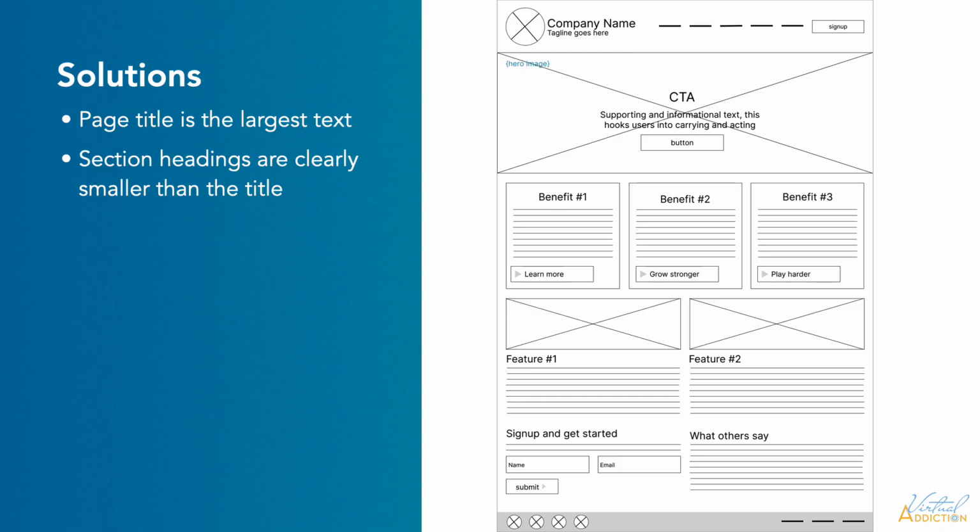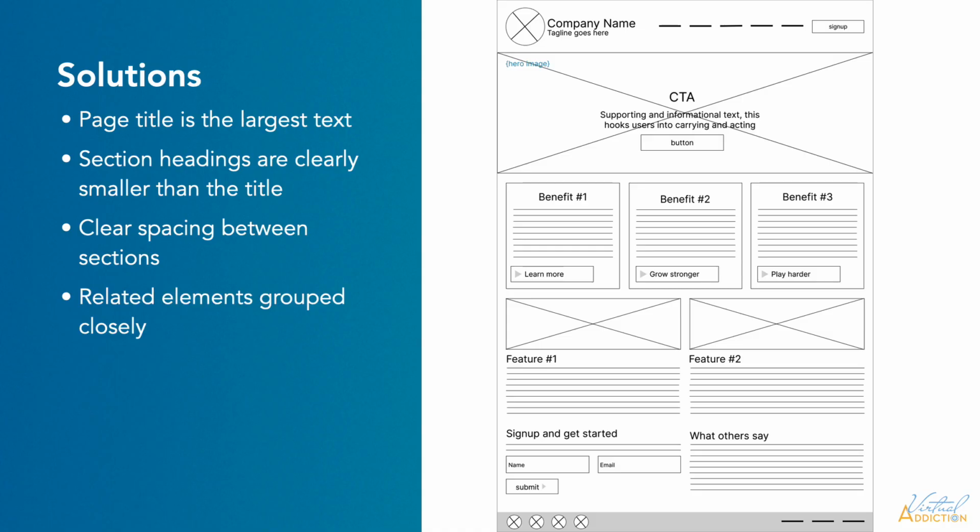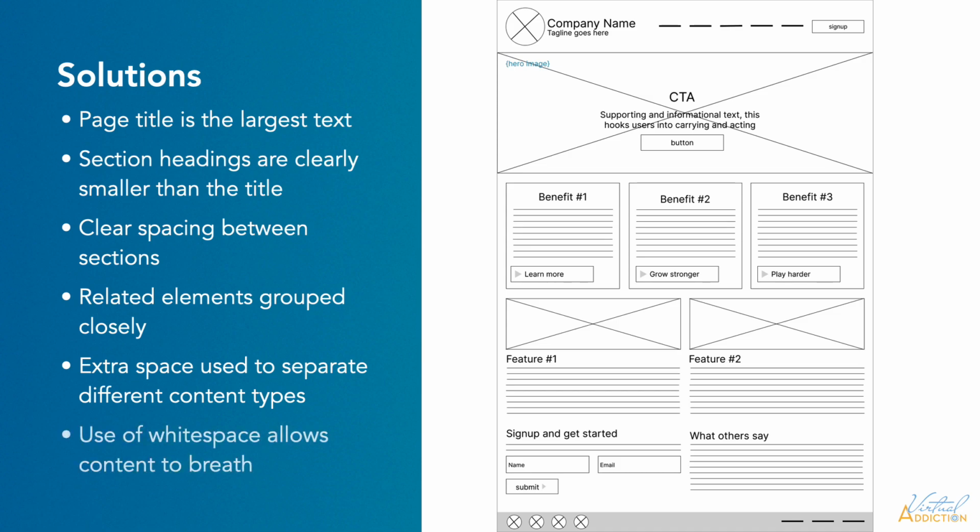For layout and spacing, we introduce clear space between sections. Related elements are grouped closely, like cards, panels, or content blocks, and extra space is used intentionally to separate different types of content. Spacing communicates relationships without words. Close means related, far apart means separate. Less clutter makes scanning faster and easier.